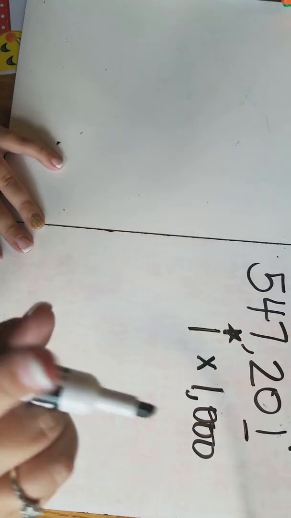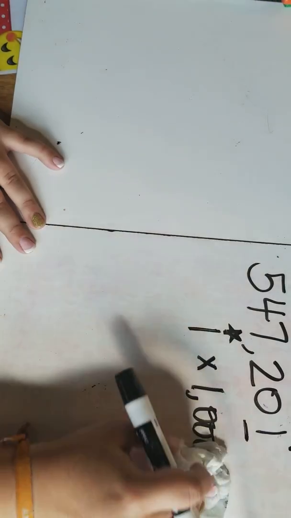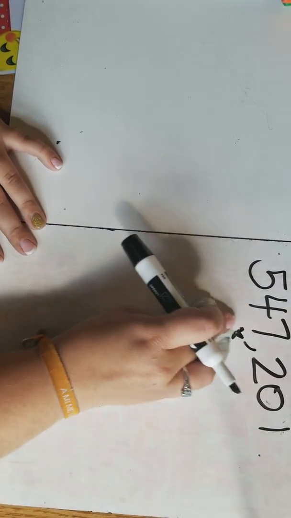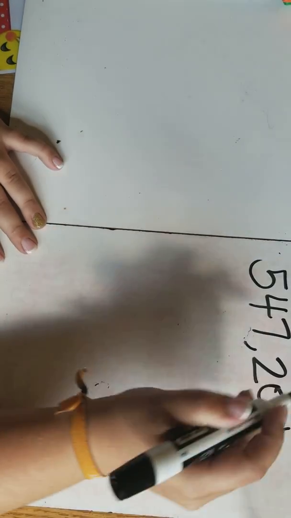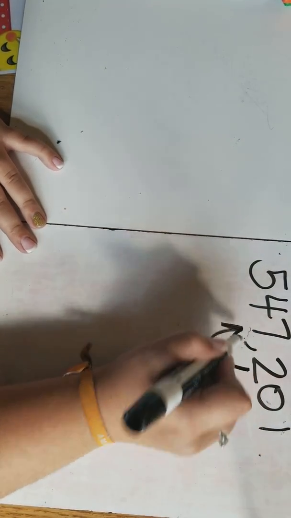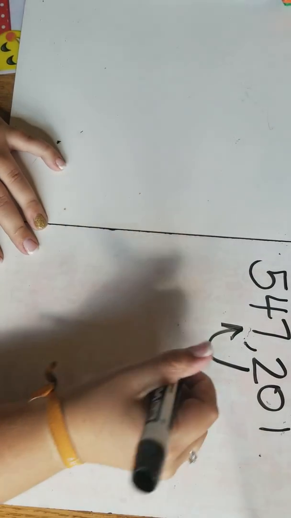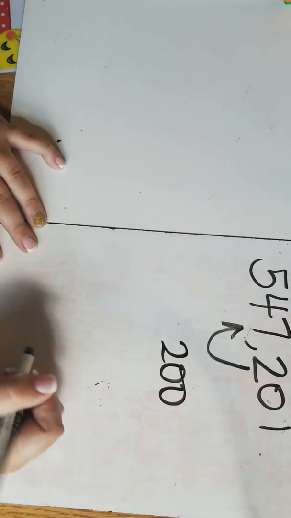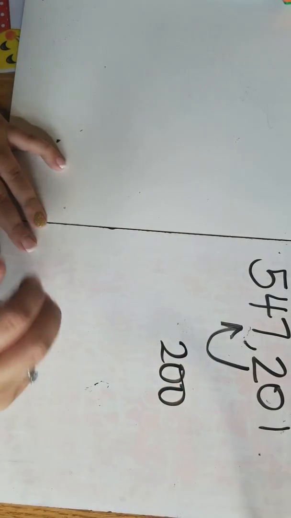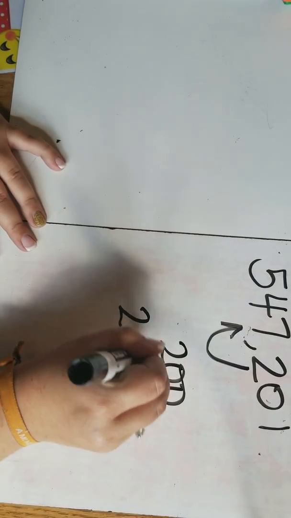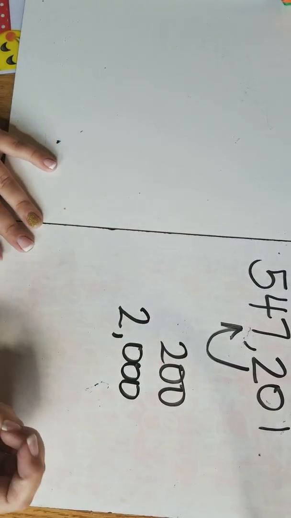So if I'm going just one place value, if I'm going from the 2 to the 7, so I want to move the 2 to the thousands place. The 2 is currently in the hundreds place, so it has a value right now of 200. If I moved it to the thousands place, it would then have a value of 2,000.